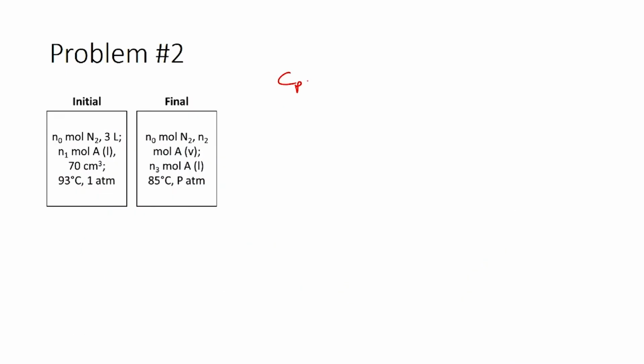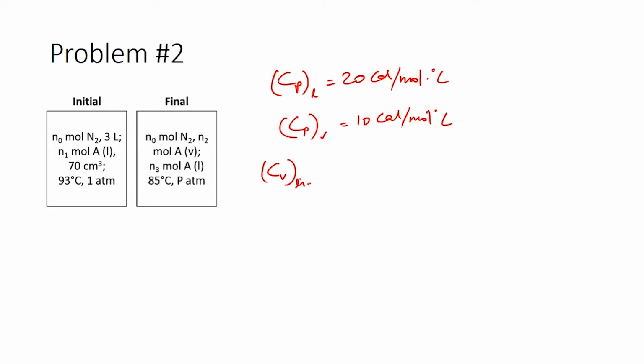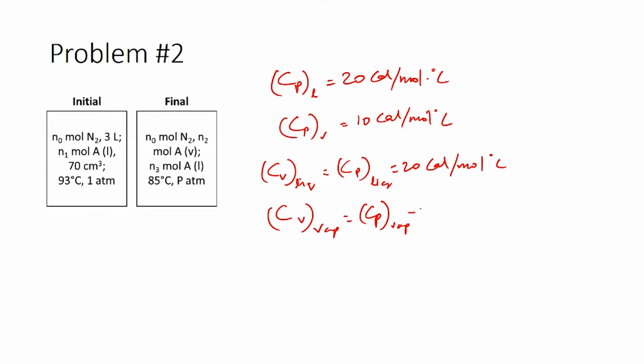Cp of liquid is given as 20 calories per mole degree Celsius, and Cp of vapor phase is given as 10 calories per mole degree Celsius. Using this, we can calculate Cv of the liquid component A as equal to Cp of the liquid component, which is 20 calories per mole degree Celsius. Cv of the vapor phase would be equal to Cp of the vapor phase minus R.